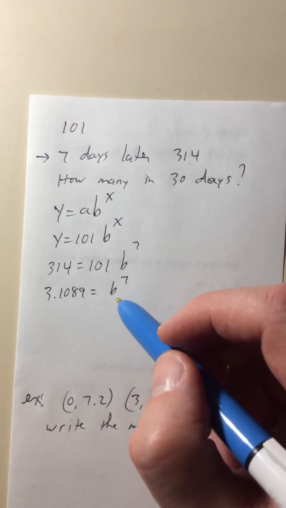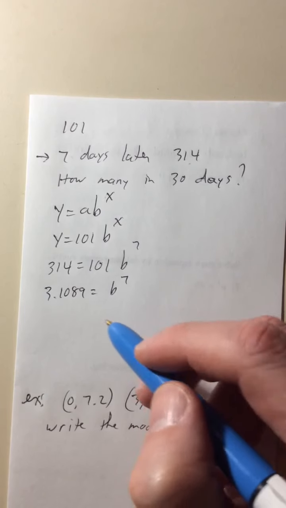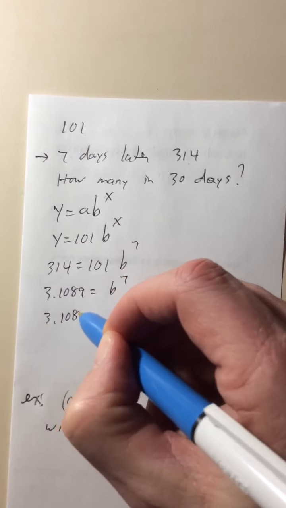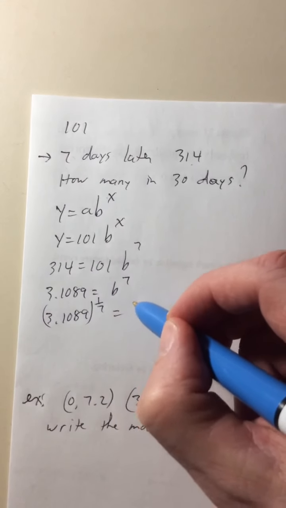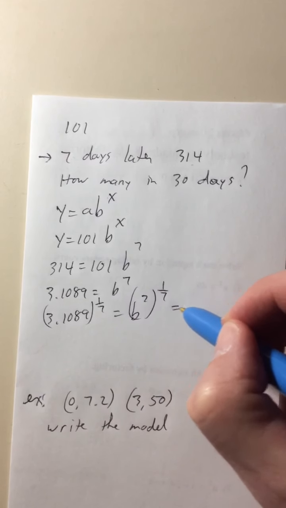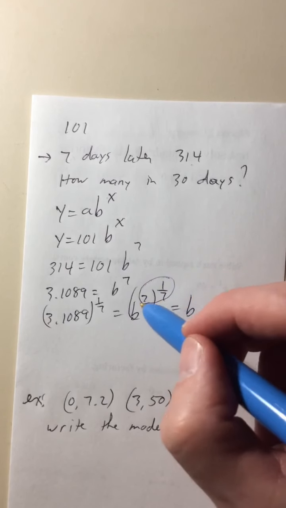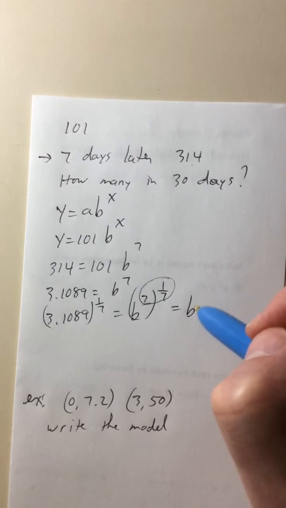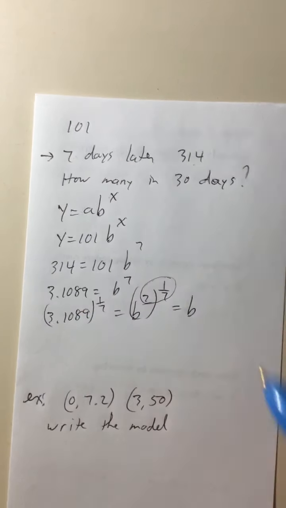And the easiest way to take the 7th root on your calculator is to raise something to the 1/7 power. So we're going to raise both sides to the 1/7 power. 3.1089 to the 1/7 equals b to the 7th to the 1/7, which by the way is just b, right? Because power to power means multiply, so 7 times 1/7 is 1, so that's b to the first, or just b. So b is going to be the 7th root of that number right there.